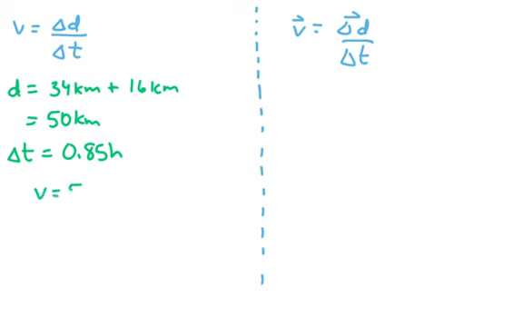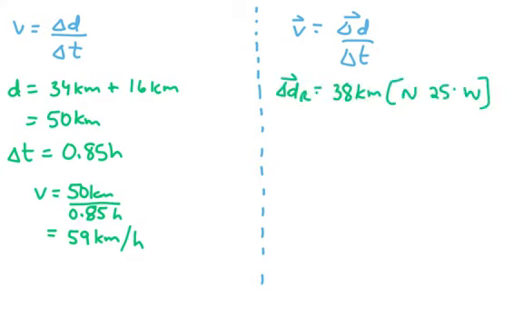So let's solve for speed now that we have everything we need. So v is going to be 50 kilometers divided by 0.85 hours. We're going to bring it to 2 significant digits, so 59 kilometers per hour. On the velocity side, we need displacement. Well, thank you, doorbell. We need displacement, so our displacement is what we just solved for recently. Again, we're going to use that same time that I just gave you, 0.85 hours, and let's solve. So v is equal to our 38 kilometers.